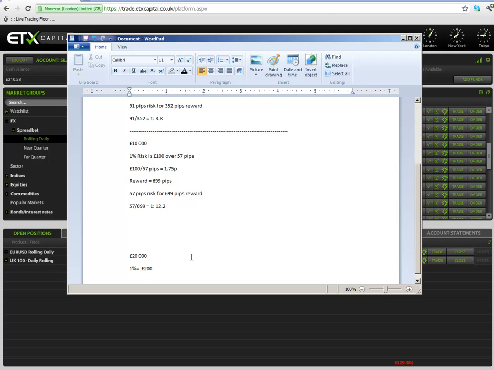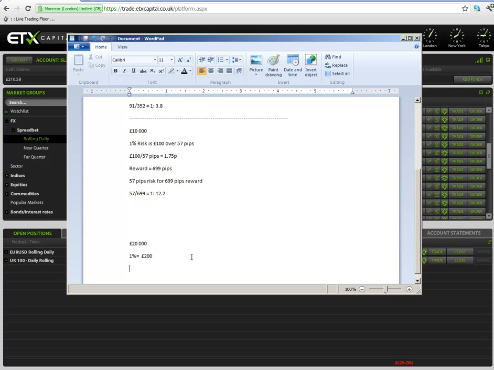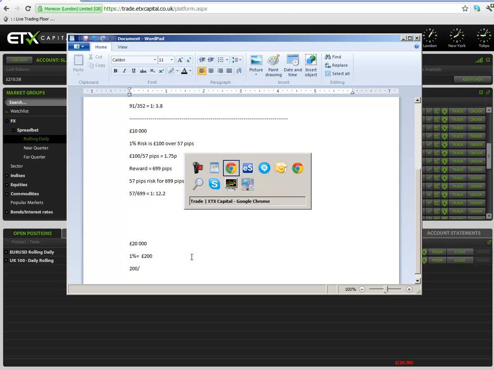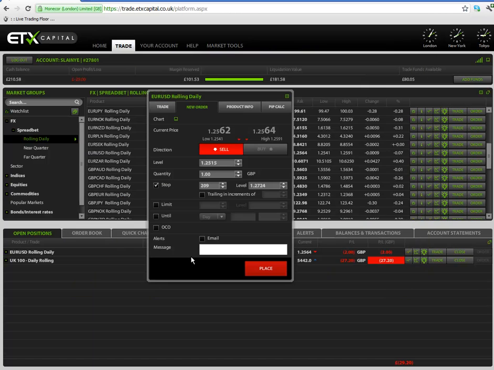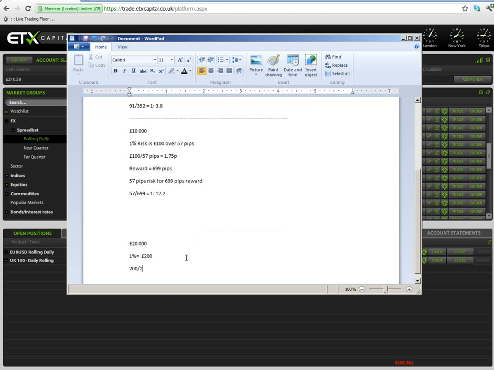So we need to divide that £200 over those pips. So £200 divided over the total number of pips, 209. So we're spreading our 1% risk over those 209 pips. All right, and that is going to equal, let's do a calculation so it's precise.